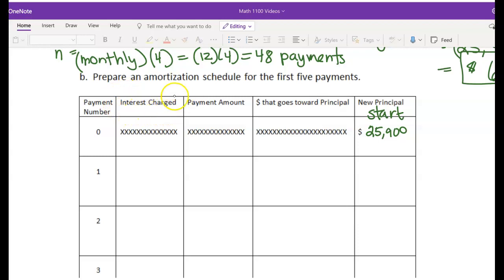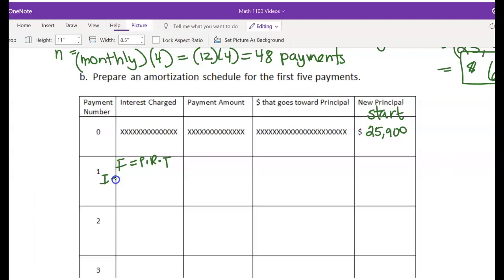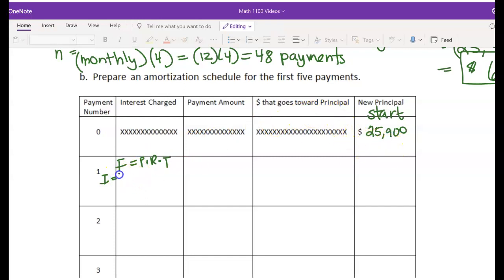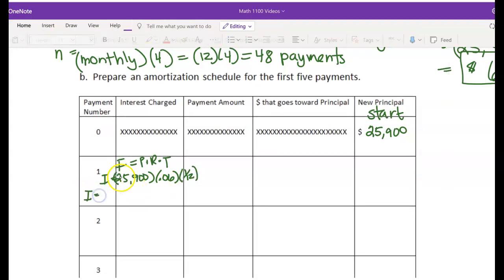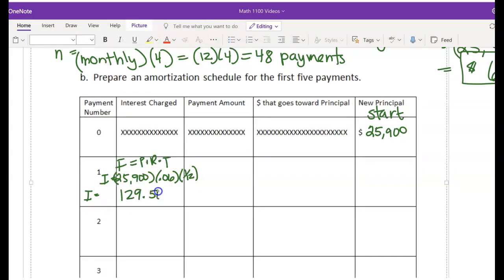And remember that we always pay interest first. So I'm going to start with I equals PRT. And the balance of our loan is $25,900 to start, times our rate, which was 6%, 0.06, and our time is 1 month. Since that's less than a year, we're going to write that as a fraction, 1/12 of a year. So I'm going to calculate 25,900 times 0.06 times 1/12. And I get an interest of $129.50.